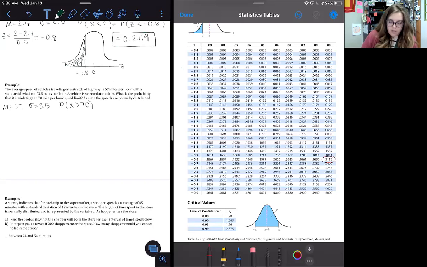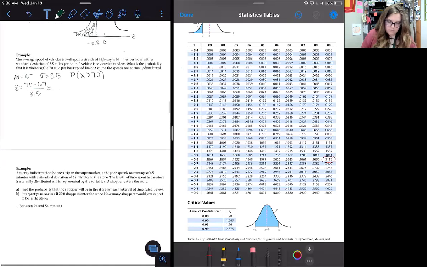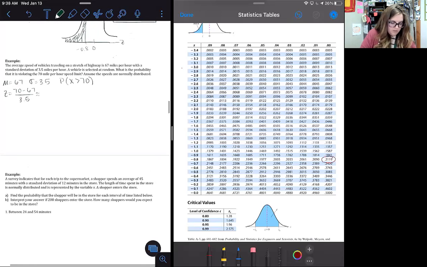Okay. So start off with finding your z-score. So we're going to do 70 minus 67 divided by 3.5. So 70 minus 67 is 3 divided by 3.5. Round to 2 decimal places, we get approximately 0.86. So I'm going to rewrite that. This probability becomes the probability that z is greater than 0.86.